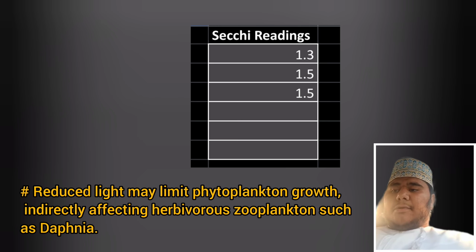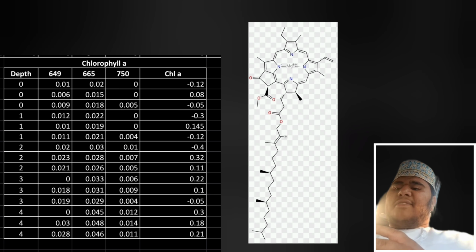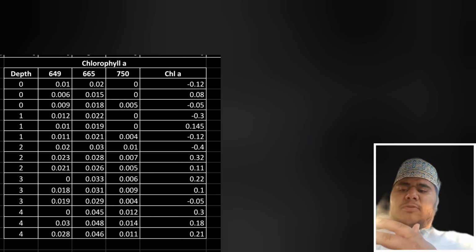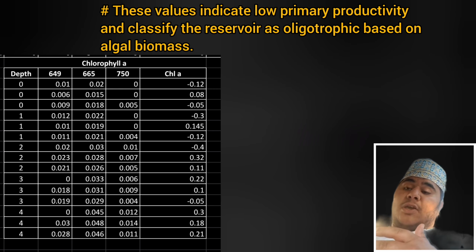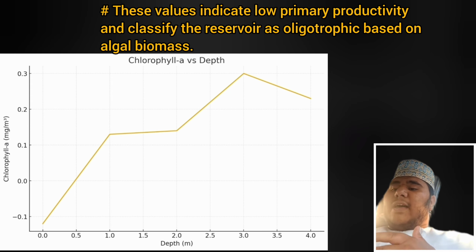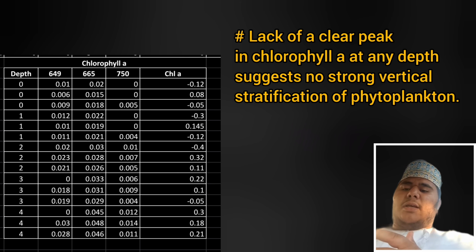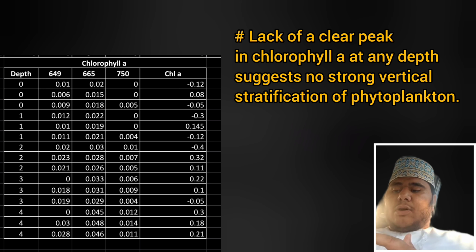The third thing, the chlorophyll A concentration. Chlorophyll A values were very low overall, approximately 0.1 to 0.3 micrograms per liter. This indicates low primary productivity and classifies the reservoir as oligotrophic based on algal biomass. The lack of a clear peak in chlorophyll A at any depth suggests no strong vertical stratification of phytoplankton.